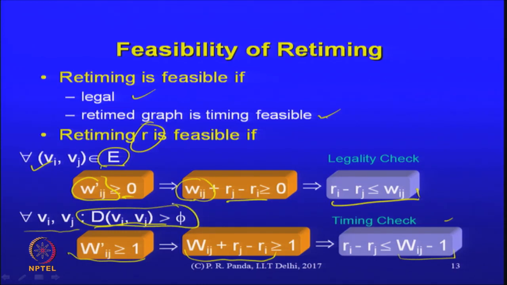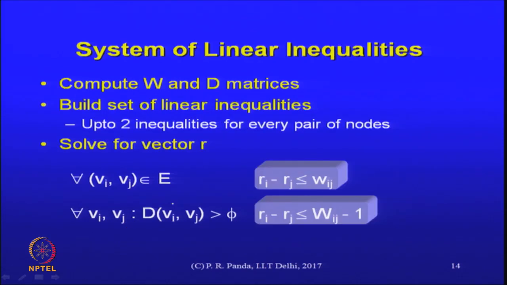Remember, if phi is small, then it is not always there. So let us look at it with an example. So the second one is not always there. If it is there, then that takes over, right.